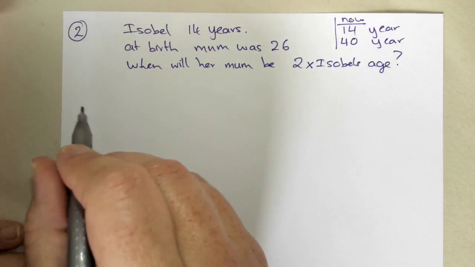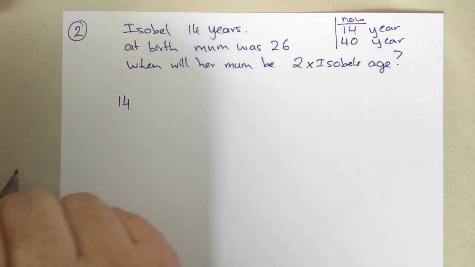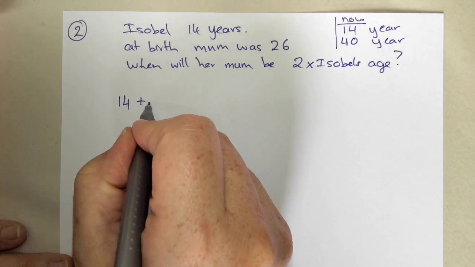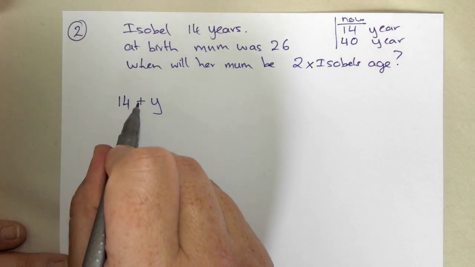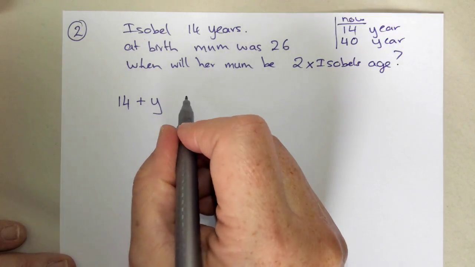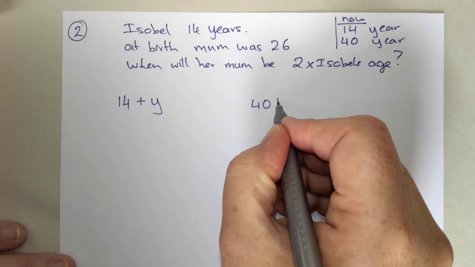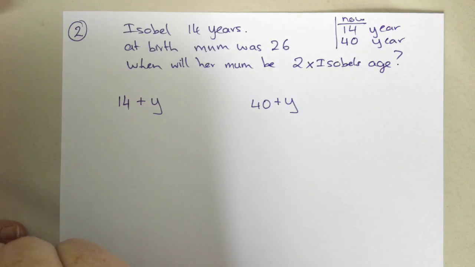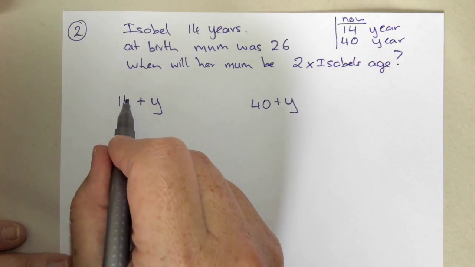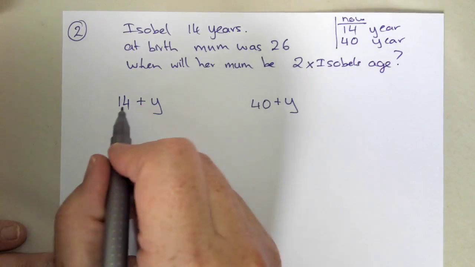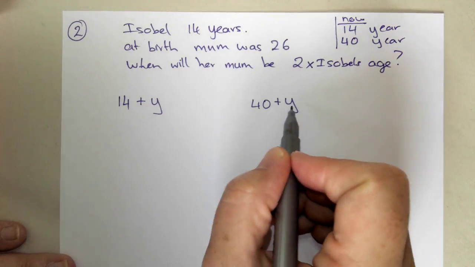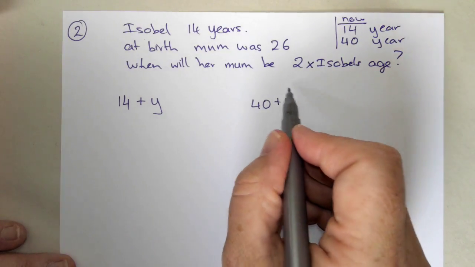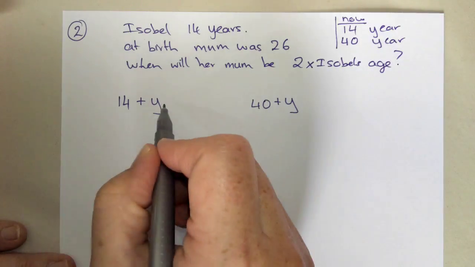Now we want to think, okay, well, if I take Isabel's age at the moment and add some number of years, and I'm going to call that Y, and we'll come back to defining that in a second. If I take those 14 years plus some amount, and I talk about her mum's 40 years plus some amount, then I want to find out, because I'm adding, when will her mum be twice the age. So I'm going to add on some number of years to both of them, and find out when one is double of the other. So I'm going to find out when this is double this.